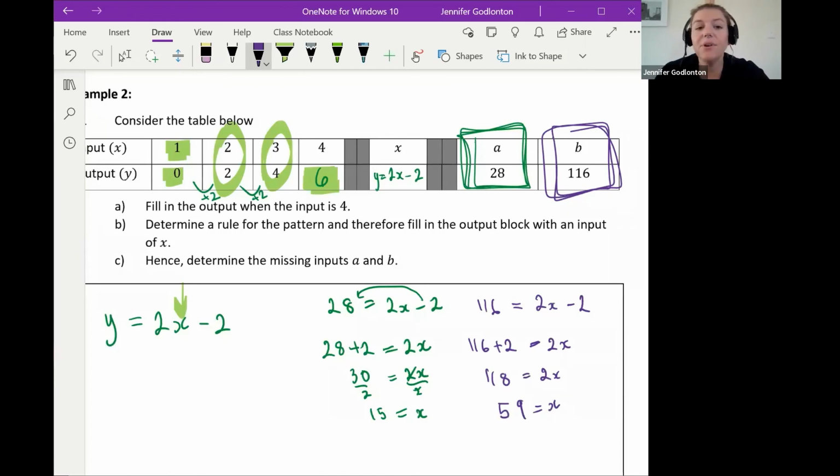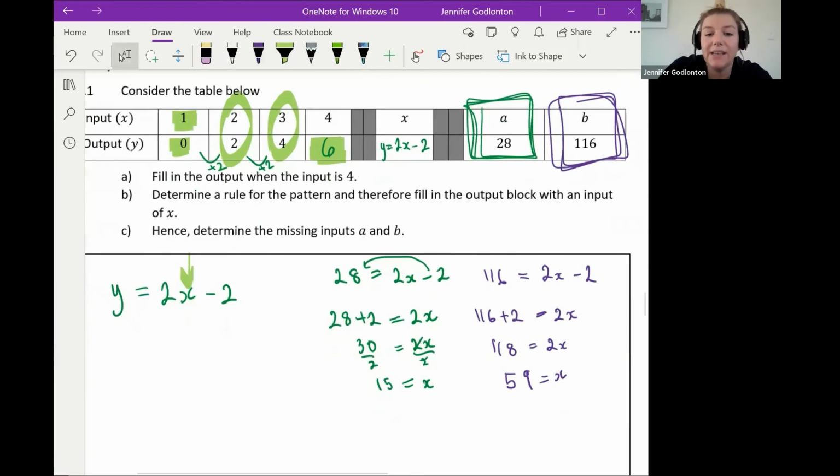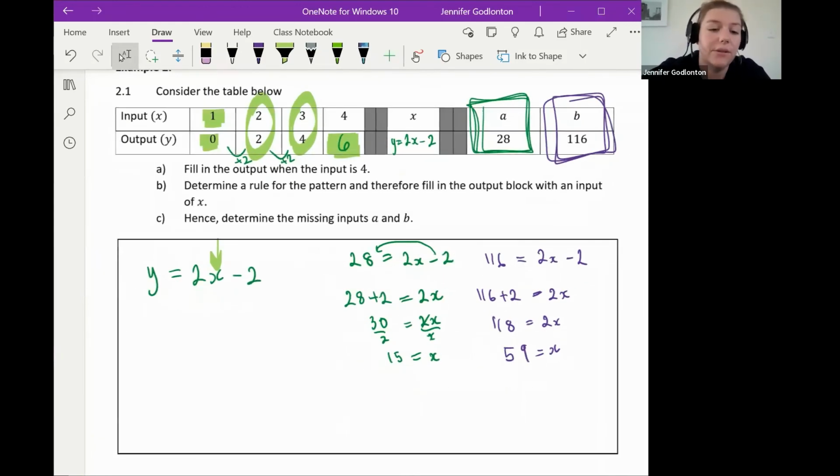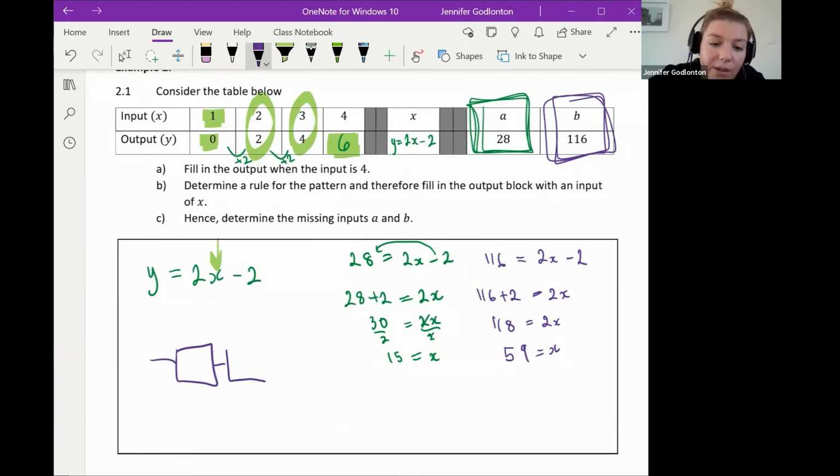Okay, if you are struggling with the idea of an equation, then the spider diagram is your friend. Remember spider diagram, we have an input and we have an output. We know we are multiplying by 2 and then we are subtracting 2 to get to our output. In a spider diagram, when you're working backwards, you do the opposite signs. So it's basically what we're doing in our equation, but just in picture form.